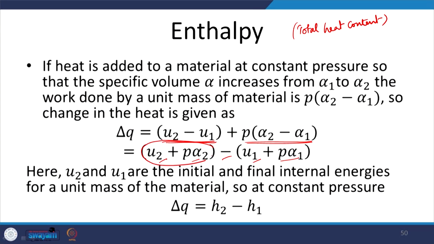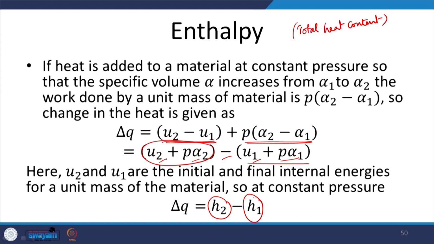So, for a unit mass of material, all this U plus P alpha 2 can be said as H2, and U1 plus P alpha 1 can be said as H1, right. So, for a unit mass of material at a constant pressure, we say that the heat given to the system is just equal to the final enthalpy state of the system minus the initial enthalpy state of the system.